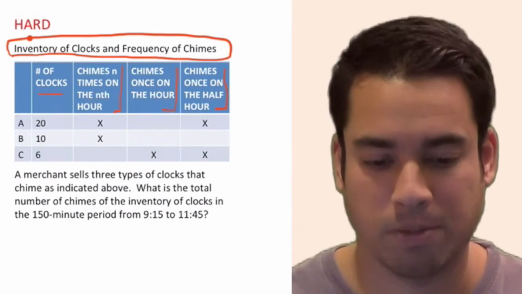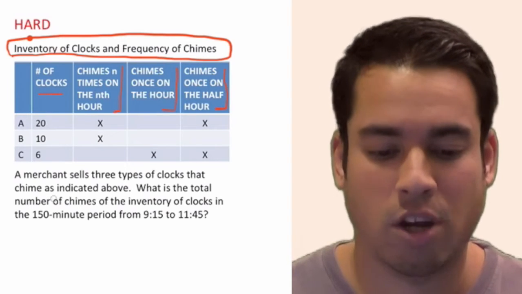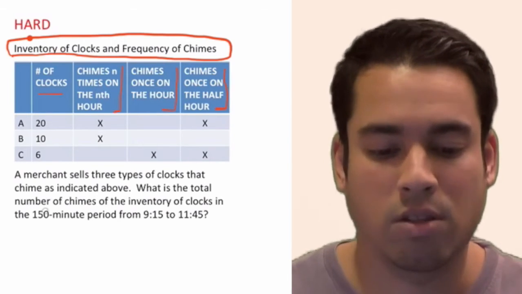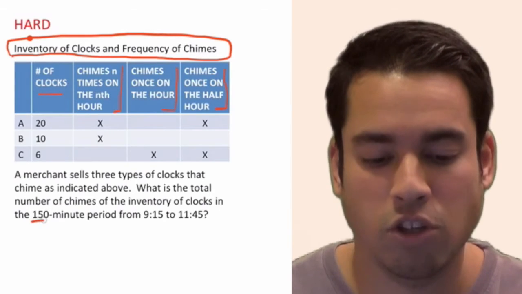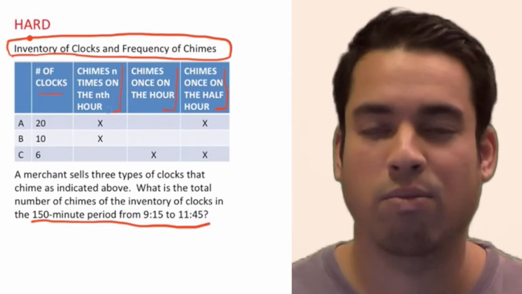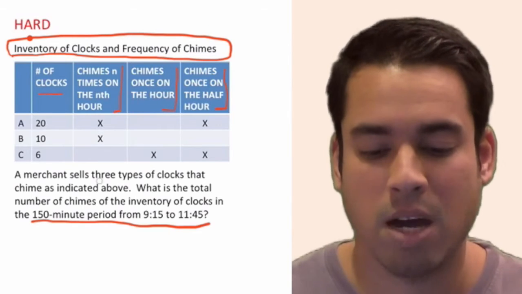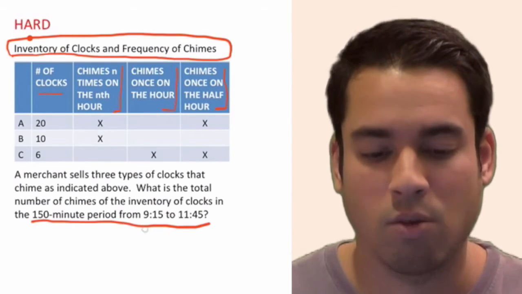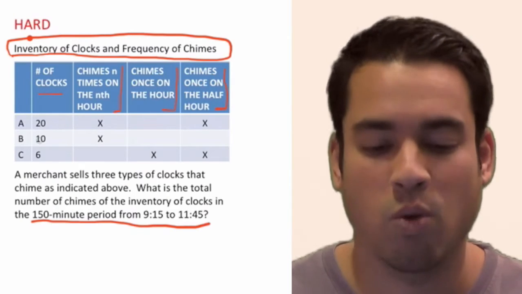All right, now let's read the question. A merchant sells 3 types of clocks that chime as indicated above. What is the total number of chimes of the inventory of clocks in the 150-minute period from 9:15 to 11:45? Okay, this is pretty interesting. Now we've got to think about this time frame and apply it to all these clocks up here. So we're just going to do it one by one.